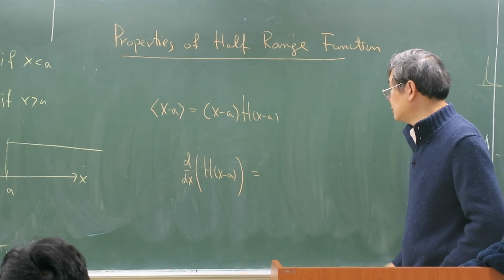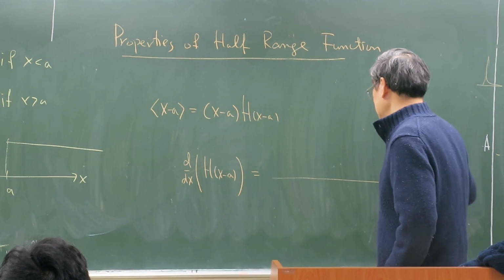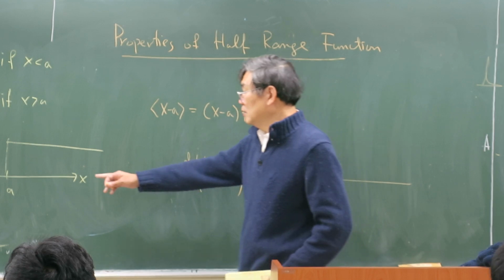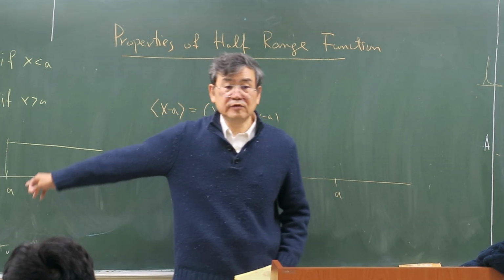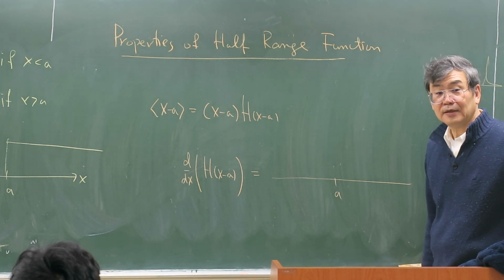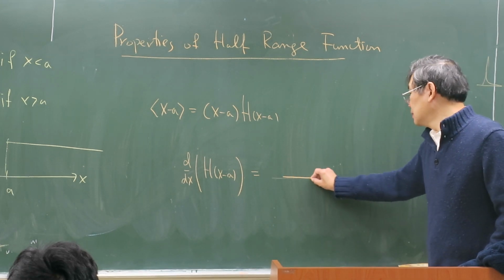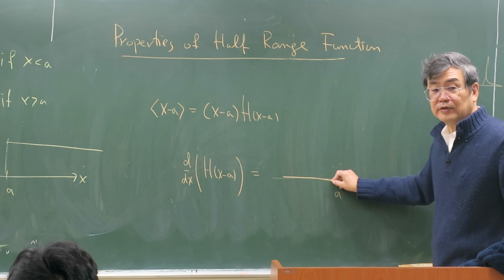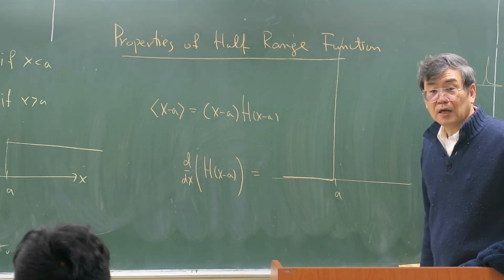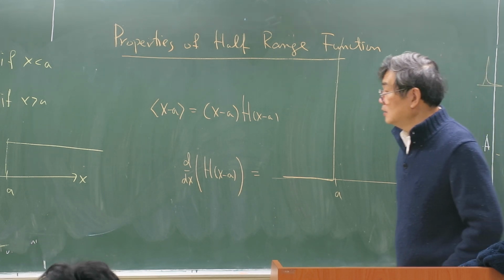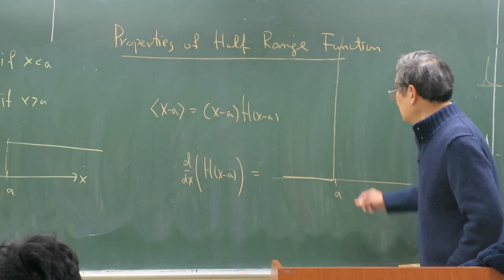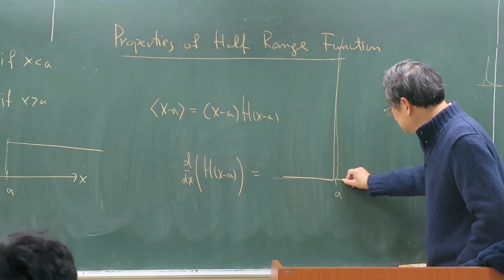Derivative. Something like this, right? For x smaller than a, what is the derivative of a Heaviside? 0, right? 0. And at a, what is the derivative? Infinity. Okay? And after a, it will drop to 0.